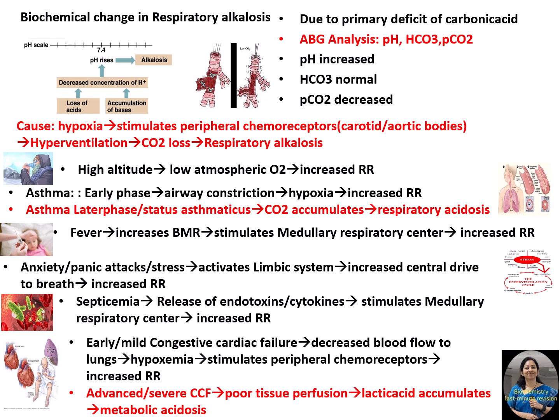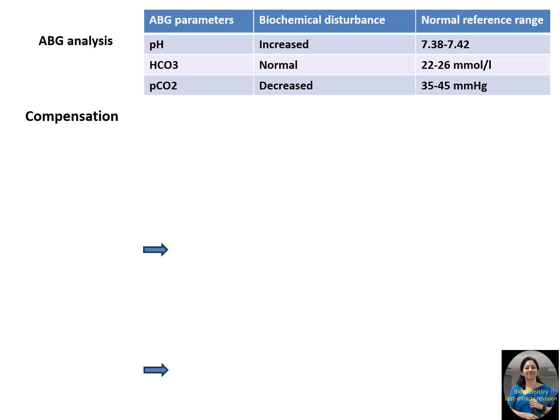This stimulates the medullary respiratory center, resulting in hyperventilation and respiratory alkalosis. The next one is the early or mild congestive cardiac failure, characterized by decreased blood flow to lungs, leading to development of hypoxia, which stimulates the peripheral chemoreceptors, contributing to the development of respiratory alkalosis by hyperventilation. On the contrary, the advanced or severe congestive cardiac failure is characterized by poor tissue perfusion, and the cells shift to anaerobic glycolysis, characterized by accumulation of lactic acid, and metabolic acidosis sets in. So what you need to notice: mild congestive cardiac failure is characterized by respiratory alkalosis, whereas severe congestive cardiac failure is characterized by acidosis.